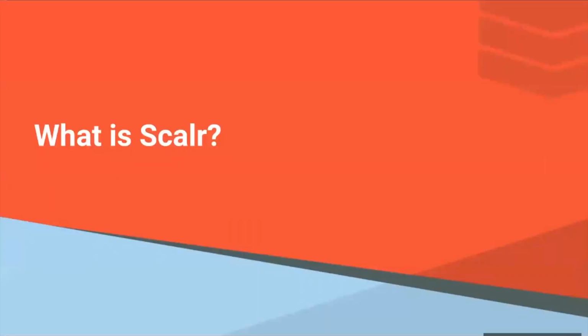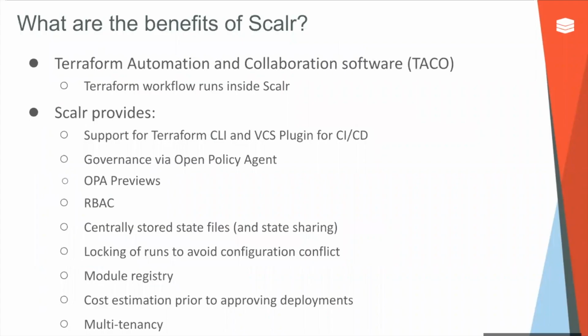Now that we have the basics of how Scalr works, and we showed you some of the features, we want to dive a little into what Scalr is as a whole. Again, Scalr is what we consider a TACO, the Terraform automation and collaboration software. But what else does Scalr provide? We've talked about CLI and VCS. We've talked about OPA, which is one of our differentiators.